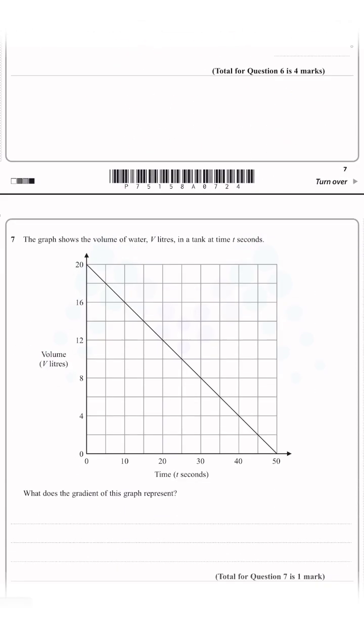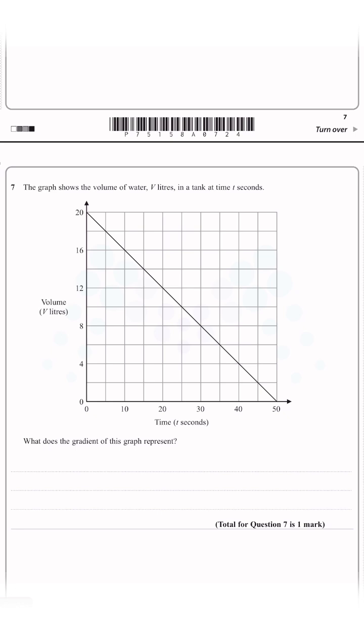Question number 7. It says the graph shows a volume of water, V liters in a tank at time t seconds. What does the gradient of this graph represent? Well, as you can see, my vertical scale is giving me the change in the volume, and because that's given over time, then it's the rate of change of volume. That's what your homework.